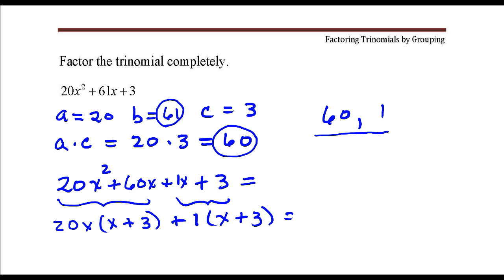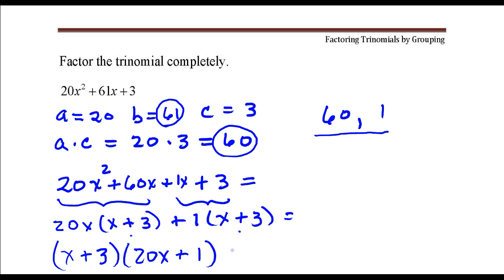We're almost done here. The last thing to do is to factor the common binomial out of the entire expression. The common binomial is x plus 3. You can see that here and here, so we're going to go ahead and factor that out. So if I factor x plus 3 out of this part, I'm left with 20x. If I factor x plus 3 out of this part, I'm left with positive 1. And that's the complete factorization.